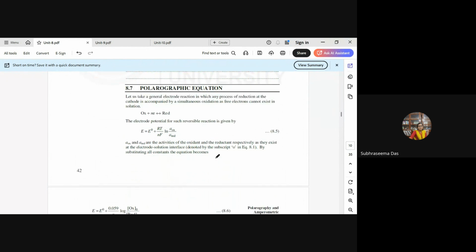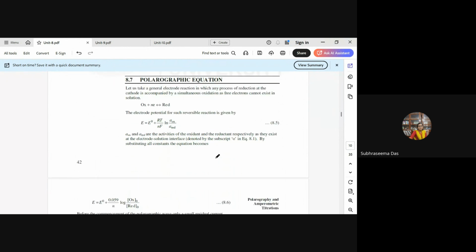Then coming to the polarographic equation. So what is the generalized polarographic equation? Let us take a general electrode reaction in which any process of the reduction at the cathode is accompanied by a simultaneous oxidation, as free electrons cannot exist in solution.